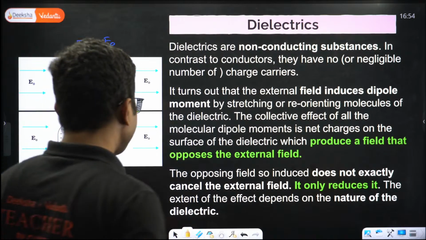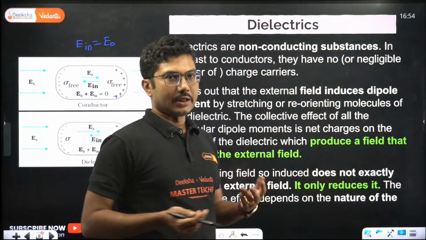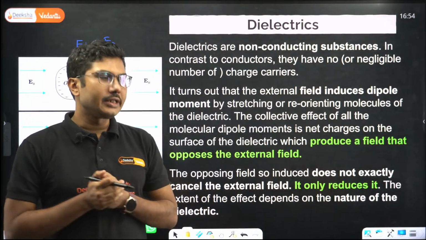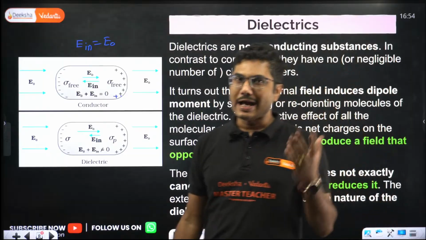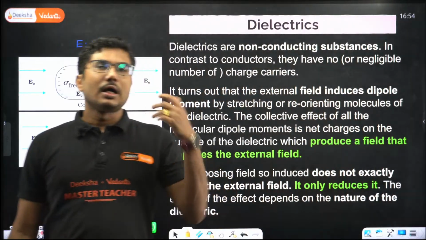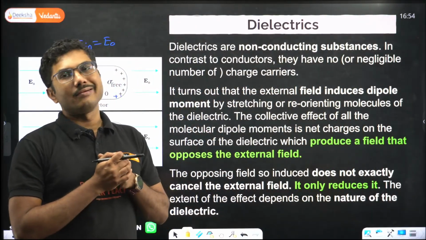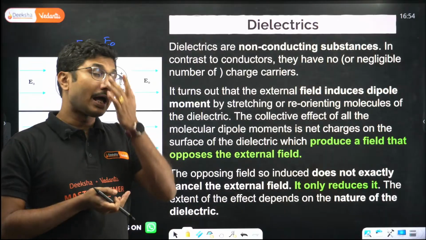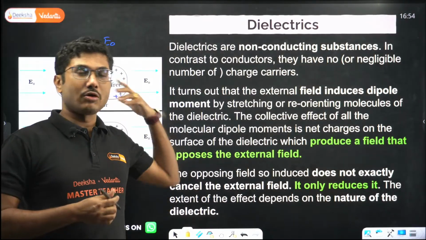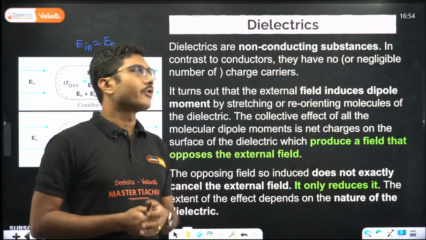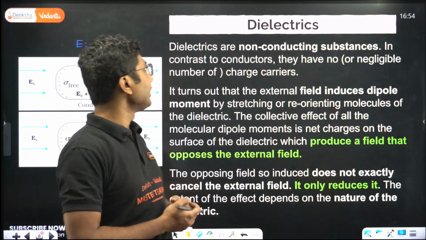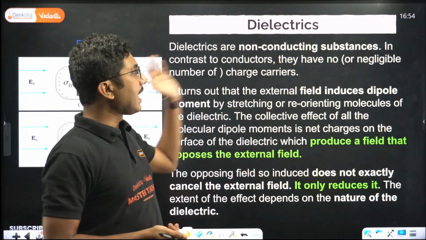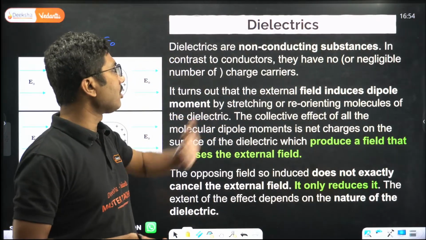So basically dielectrics are insulators, and why are they called insulators? Obviously they do not have any free charge carriers. Metals and conductors have a lot of charge carriers, but insulators have almost zero or negligible free charge carriers. In contrast to conductors, dielectrics have no or negligible number of charge carriers.